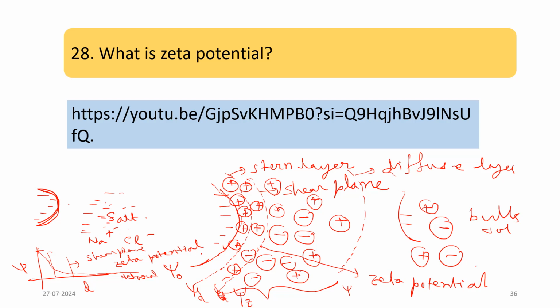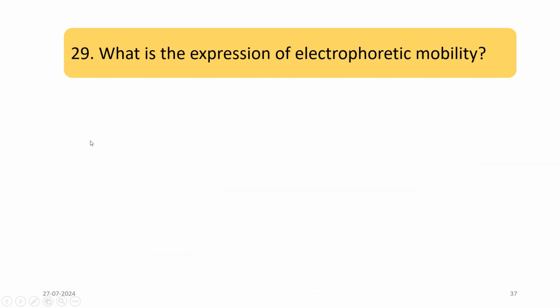Okay, so remember, the zeta potential is the potential at the shear plane. If you go through the video or any other videos on YouTube, we will understand this much more clearly. So we can see this.